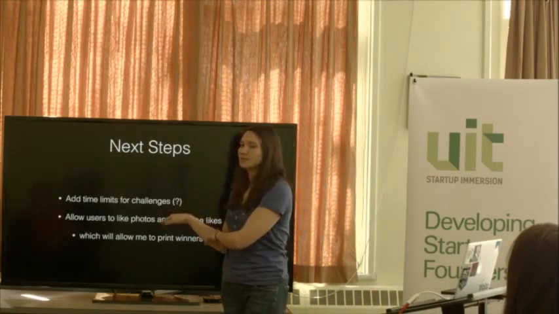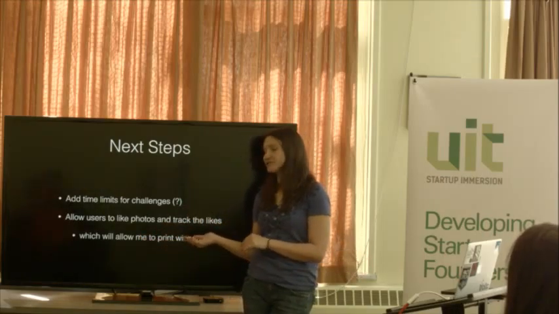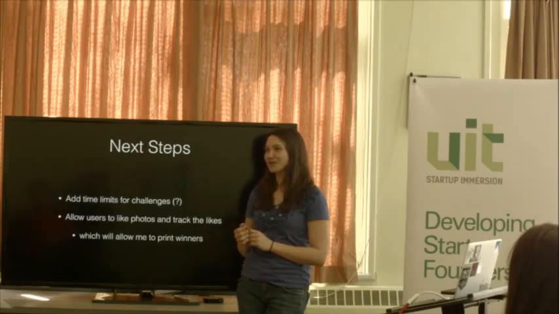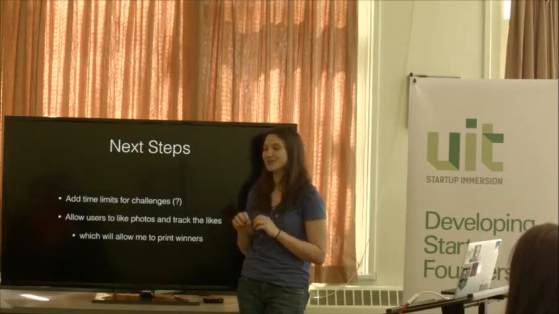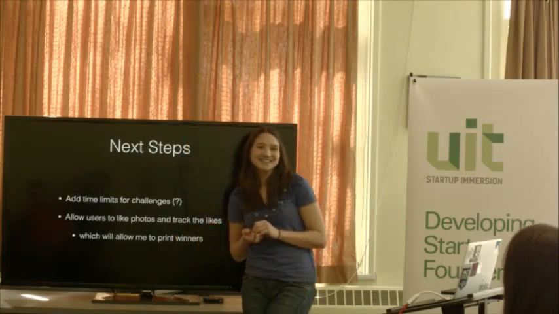So more next steps. I want to make time limits for challenges so that we can define winners. And I also need to allow people to like photos. Right now, I print out the number of the photo. So where you saw star 21, that was the 21st photo. It wasn't how many likes there were. Tricky.